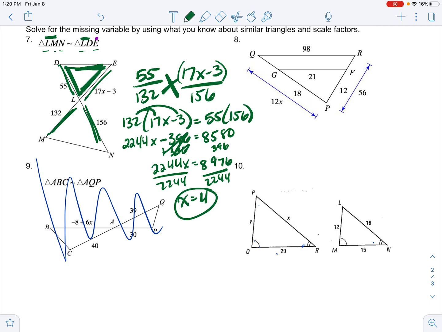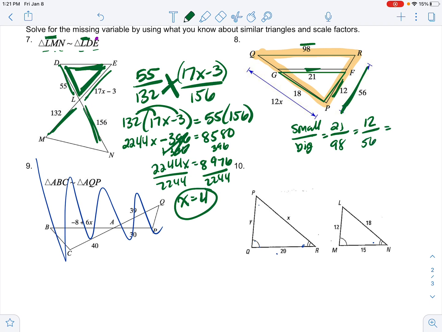There you go. Okay. Now sometimes the triangles are written together like this next one. So you do want to look at this as 2 triangles. We have our small triangle I'm going to make green. And then you have your big triangle that I'm going to highlight. I'm going to put the small triangle on top, the big triangle on the bottom. So my small triangle, I'm going to set up my sides. I'm going to start with this guy on top, so 21, and he would go with the 98. Then I have the right side, which is 12, and then the whole right side is 56. The left side is 18, and the whole left side would be 12x.